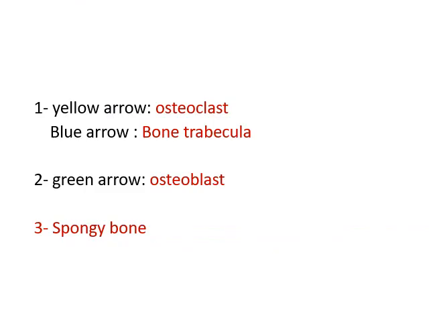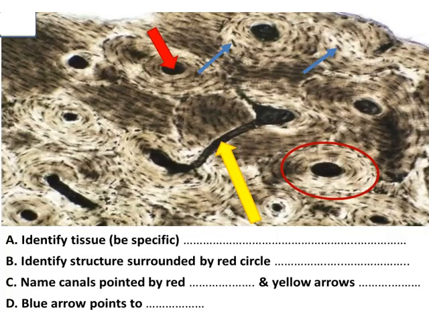Where can I find the spongy bone? In the center of the epiphysis, flat bone, and irregular bone.